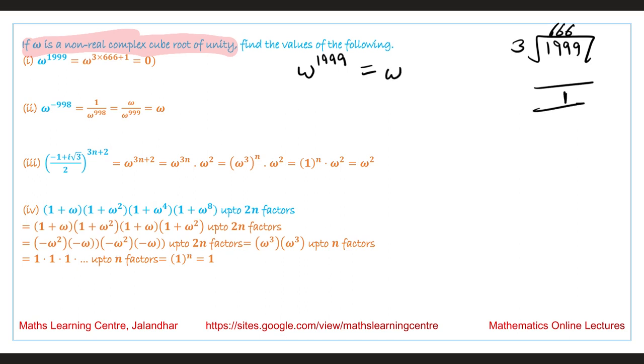So we can write it as omega raised to the power 3 into 666 plus 1. This is equal to omega, because you can write it as omega raised to the power 3, raised to the power 666, into omega, and omega raised to the power 3 is equal to 1. So the answer we are left with is omega.